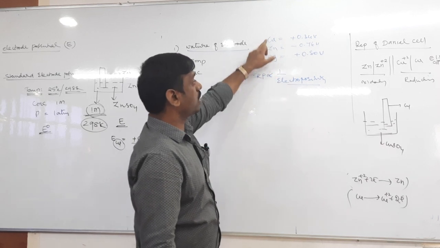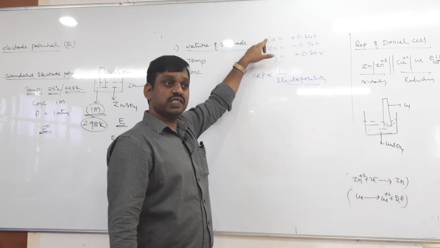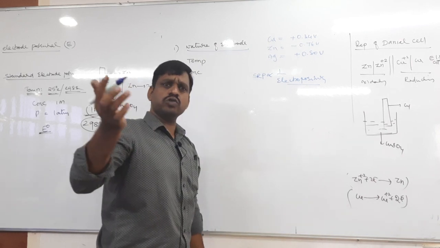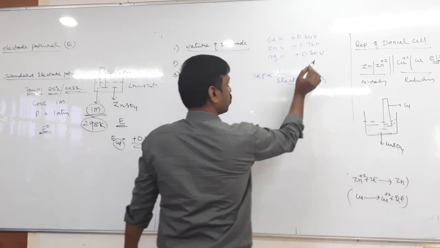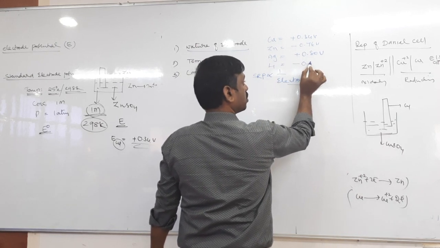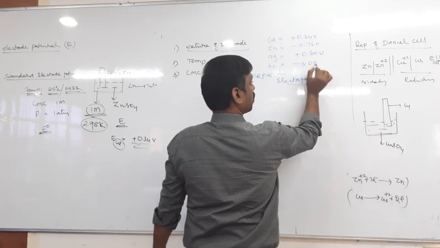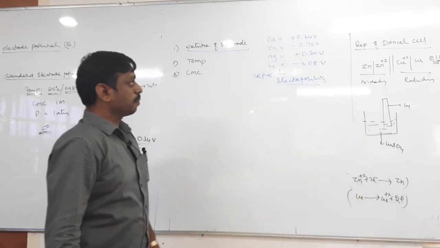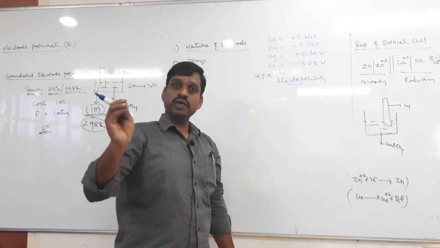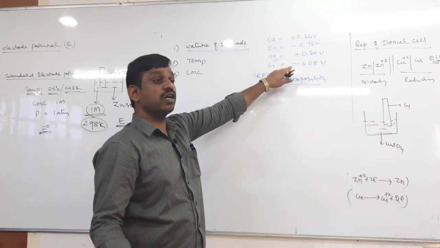Next, among silver and copper, which one has more electropositivity? Copper, because lower SRP value means more electropositivity. For example, lithium, we know that lithium is the most electropositive. Tell me, what is the SRP of lithium? It is minus 3.08 volt approximately. It means lithium is the most electropositive metal, therefore it has the least SRP value.